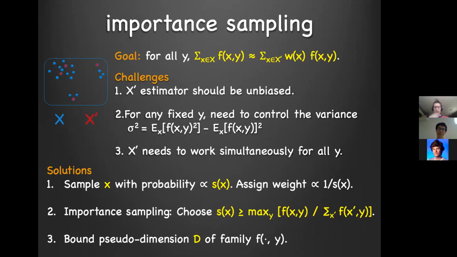And then to address the third one, where you want this thing to work simultaneously for all y, one thing you could do is a union bound. But if the y's come from some set which is more structured, like for clustering, there's some geometry to it, then you want to use something like VC dimension to say the complexity of the set is bounded in a certain sense. There's something called pseudo dimension that tells you about the complexity of the set of models, and this also influences how large your core set has to be.